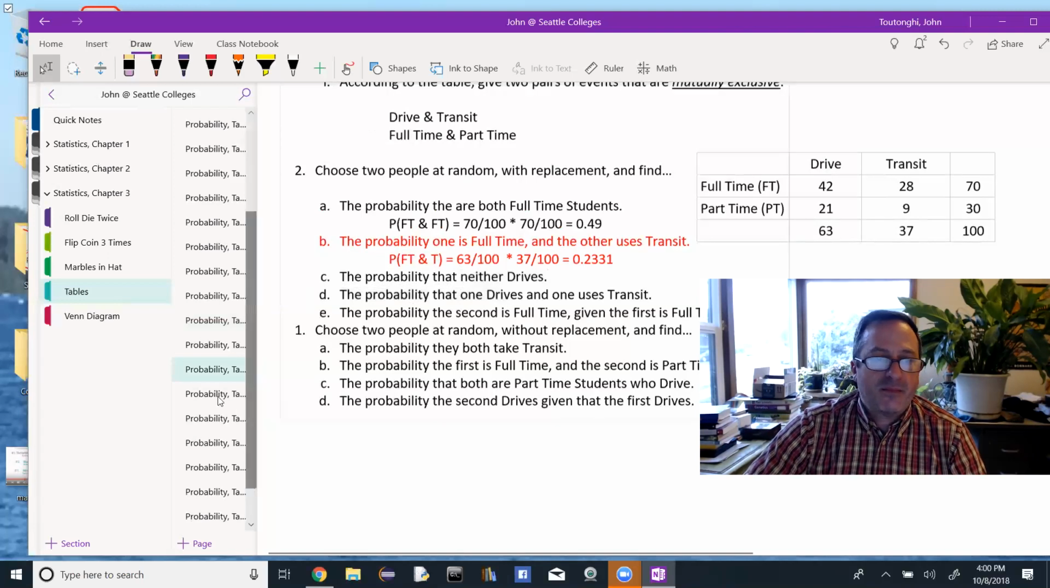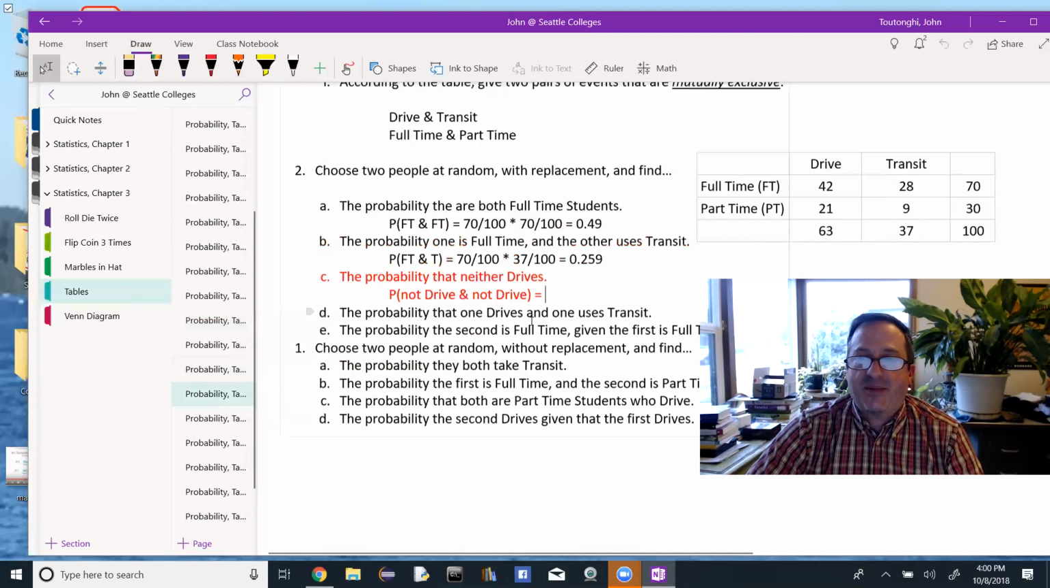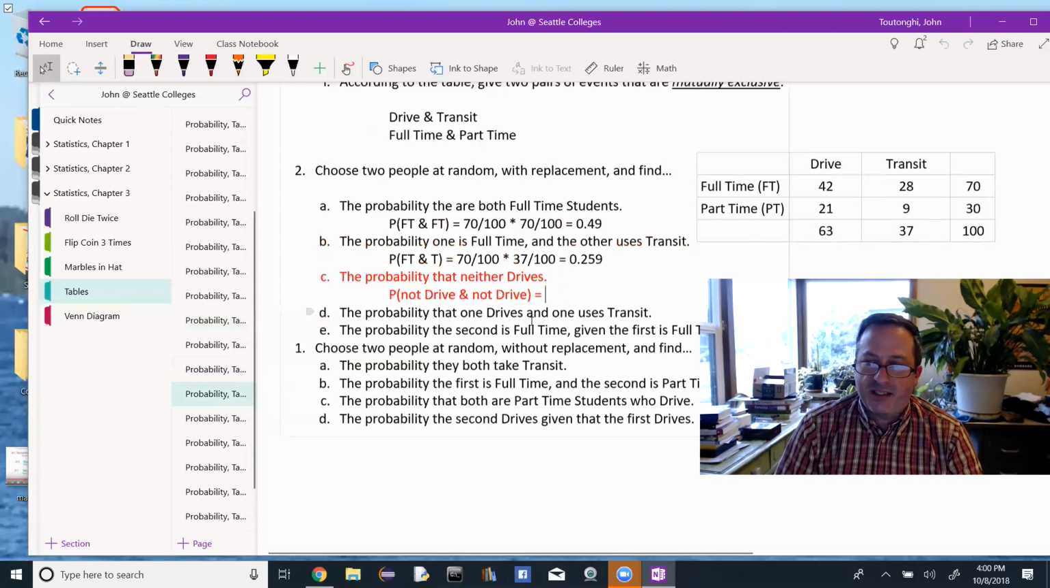And the probability that neither drives. So just to save myself trying to figure out how to get a bar over the driving, I could write not drive and not drive. Or I could write capital D with a bar over it for each case. This was easier to type. If I was writing, I might just put in the D with the bar over it twice.